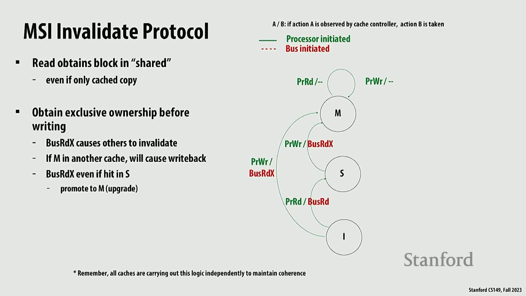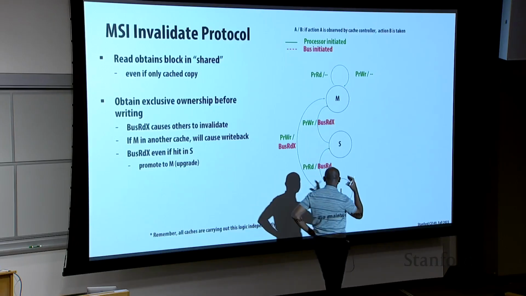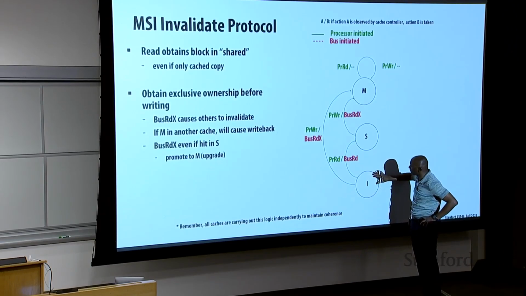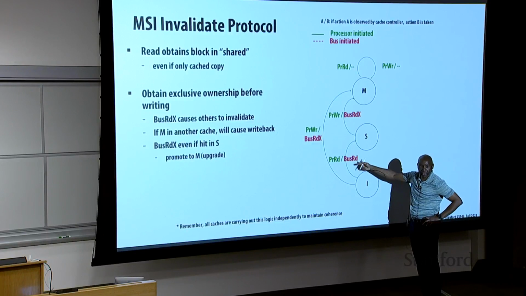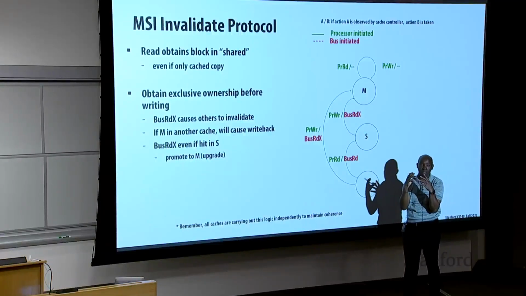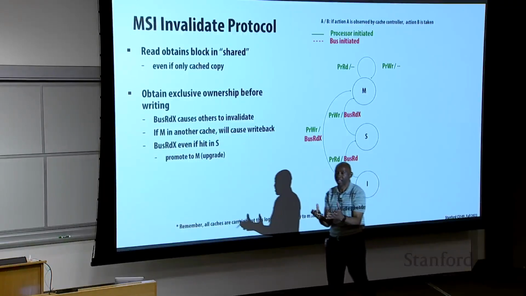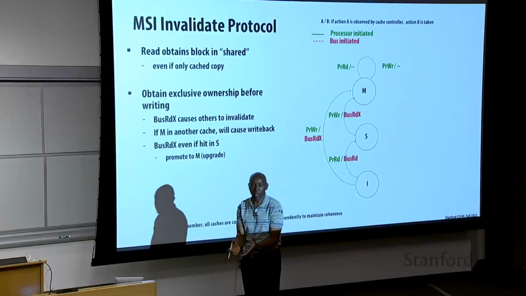Okay, so let's start with the processor initiated arcs. So let's assume that the cache line is not in the cache, or it's in an invalid state, right? So if a processor does a read, what is the action of the bus? What's going to happen on the bus? So of course, if it's invalid, this is a miss, right? So you can think about any action that the processor takes that results in a bus transaction as a miss.